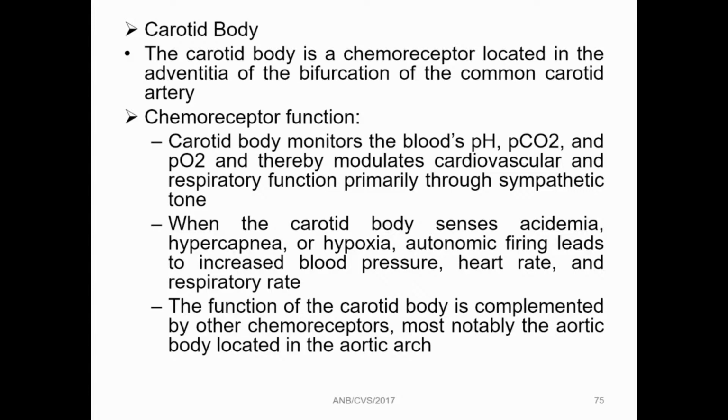Now coming to the carotid body. The carotid body is a chemoreceptor located in the adventitia of the bifurcation of the common carotid artery. It is present in the adventitial layer. Remember chemoreceptor function. How do they function? The carotid body monitors the blood's pH, partial pressure of carbon dioxide and partial pressure of oxygen. We know that the partial pressure of carbon dioxide is approximately 40 mm of mercury, and that of oxygen is 100 mm of mercury, and thereby it modulates cardiovascular and respiratory function primarily through the sympathetic tone.